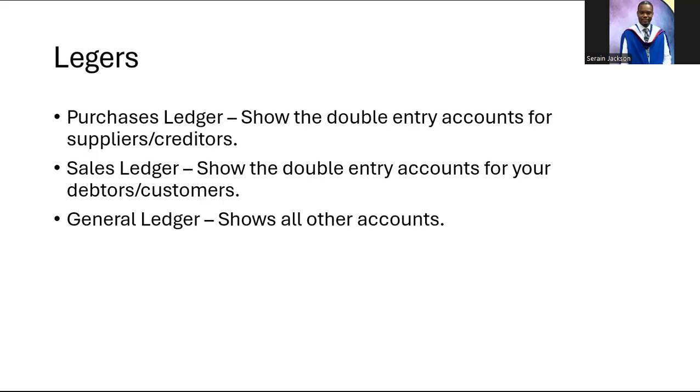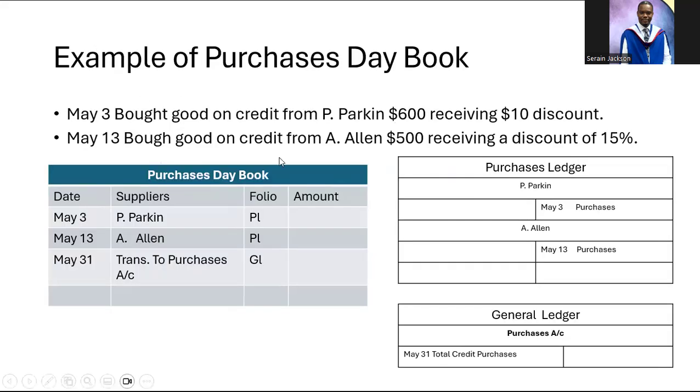Now, enough talk about that. Let's look at a practical example of how to do a full set of records, from your purchases journal straight down to your general ledger. All right, let's look at it. Now let's look at this example here. There are a couple of things I want you to identify and pay attention to before we even start.